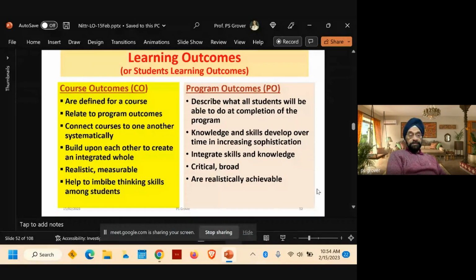So course outcomes, which we design, are defined for a course, relate to program outcomes, connect courses to one another systematically, and build upon each other to create an integrated whole. They are realistic and measurable, and help build thinking skills among students.